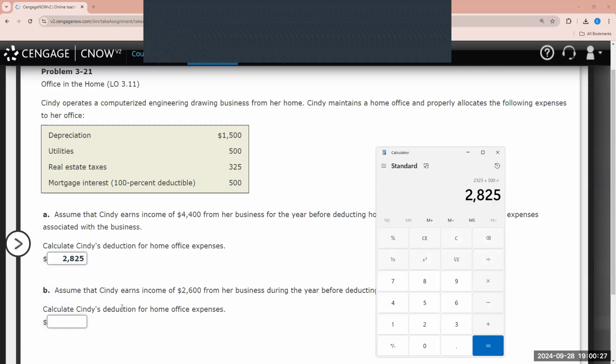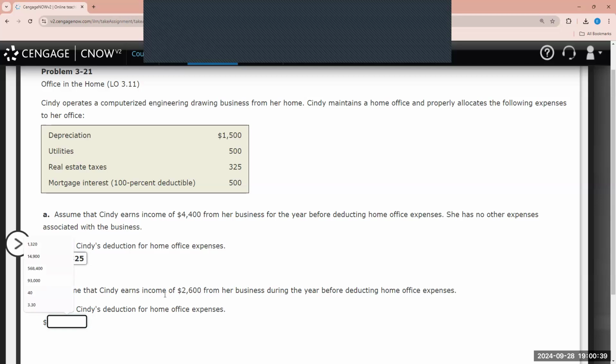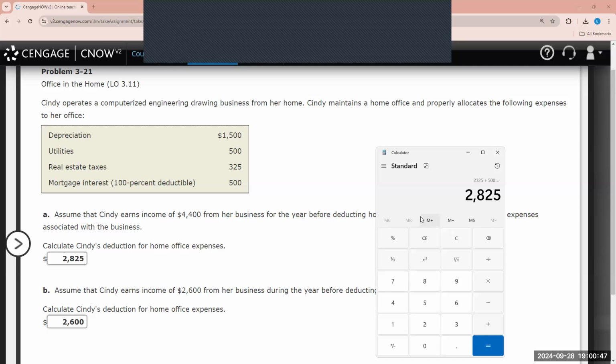But now for this next scenario, it's asking, assume that Cindy earns income of $2,600 from her business. So because her tentative net profit is $2,600, this represents the maximum amount that Cindy can deduct for the year. So you might ask yourself, okay, total expenses were $2,825. She can only deduct $2,600. What happens to this $225? In such a case, this $225 is not a lost cause. It is going to carry forward to a future year.